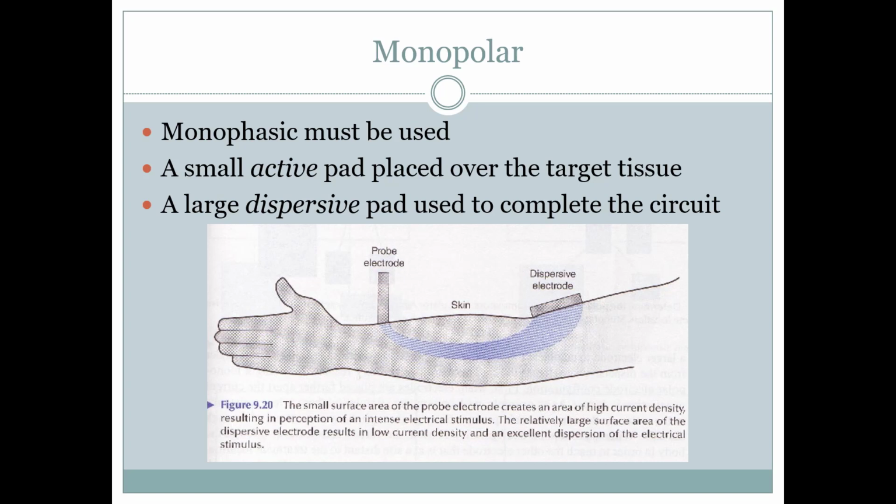With a monopolar electrode placement, there is a small active pad that is placed over the target tissue. Sometimes this active pad is bifurcated, which means the lead gets split into two even smaller electrodes to surround an area. A large dispersive pad is used to complete the circuit and is usually placed away from the target area. Often the patient does not perceive current under the dispersive site. The most common current type would be a monophasic current. Remember, monophasic current is a pulse with only one phase. The current flows in only one direction.